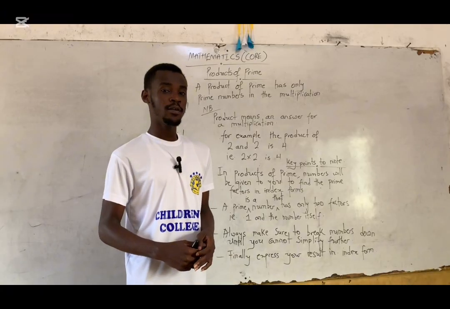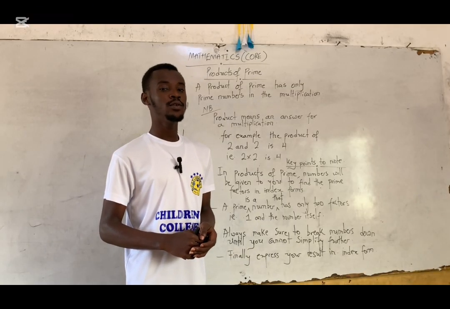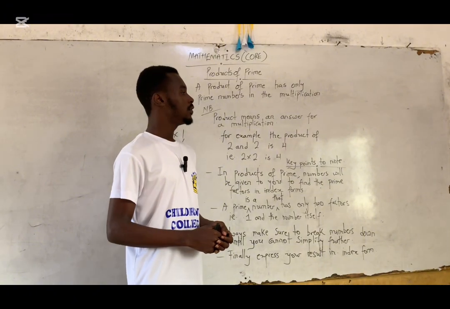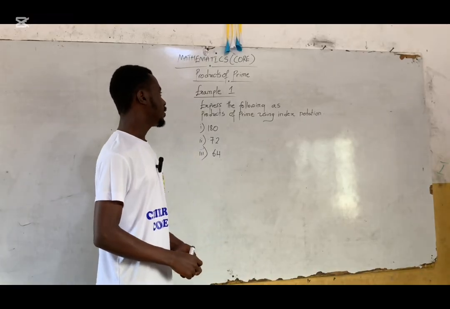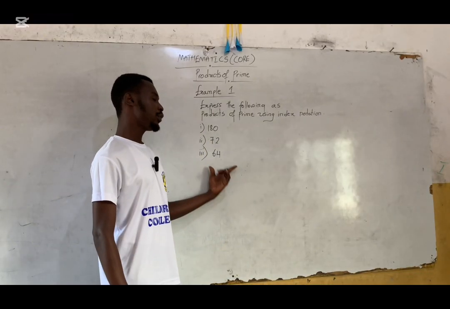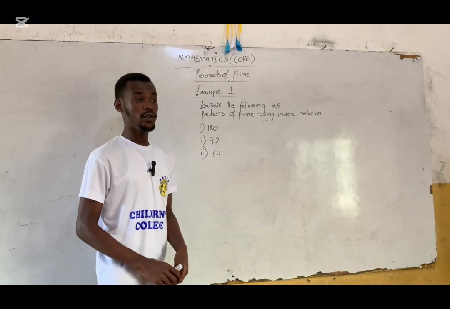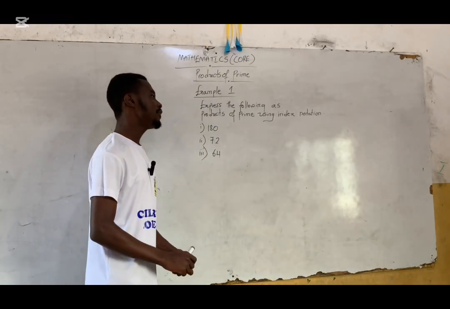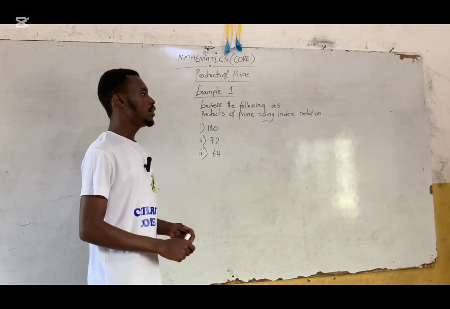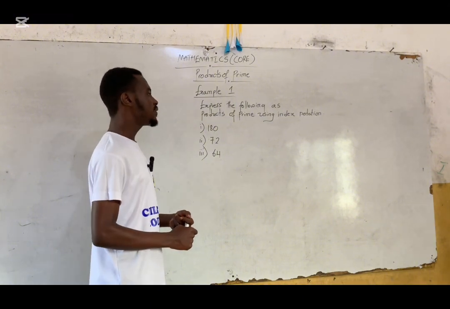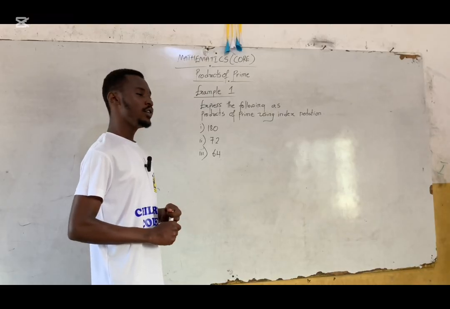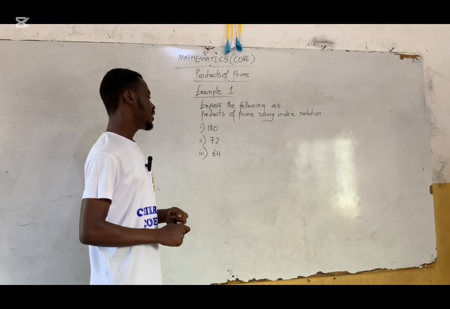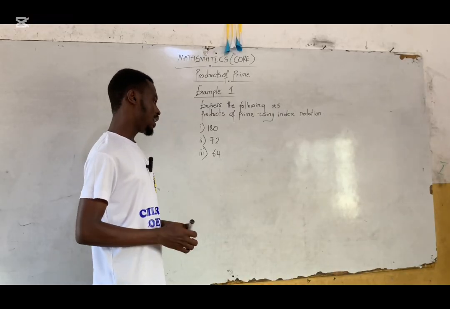I'm going to pick a couple of examples. I'll solve the first and second one with you, and then I'll give you a trial to solve on your own. These are the questions under example 1 that I'm going to solve. I said 2, but I've changed my mind, let me make it 3. It says express the following as products of prime using index notation. The first number is 180, the second one is 72, and the last is 64.